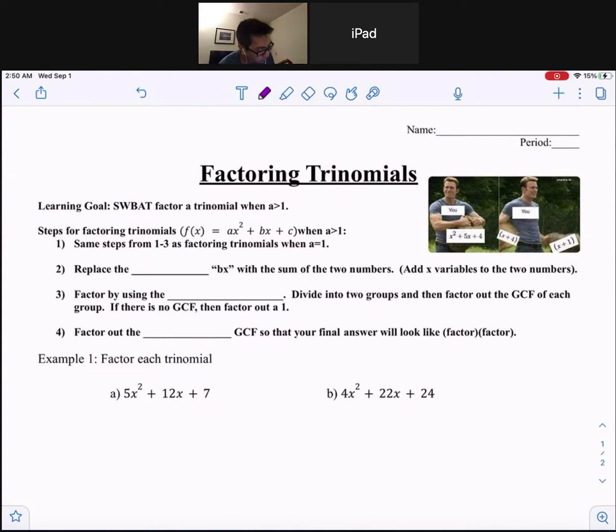Okay, step number 2, we're going to replace the middle term, which is the bx, with the sum of the 2 numbers that we just found from the x method. Add x variables to the 2 numbers. Step 3, we're going to factor by using the grouping. Factor by using the grouping method.